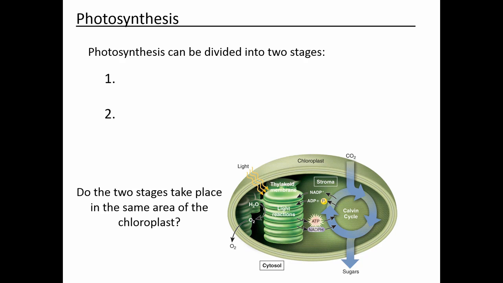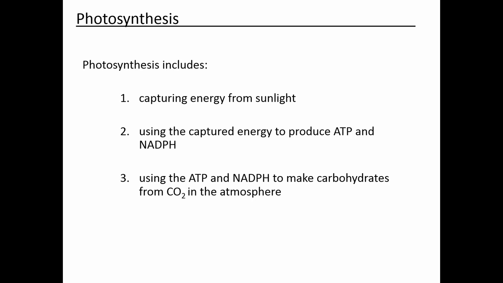And then just to relate it to these steps, during the light reactions you're going to do steps 1 and 2, so you're going to capture light energy and produce ATP and NADPH. And then the Calvin cycle is step 3, where you use the ATP and NADPH to make carbohydrates from carbon dioxide that the plant takes up from its environment.